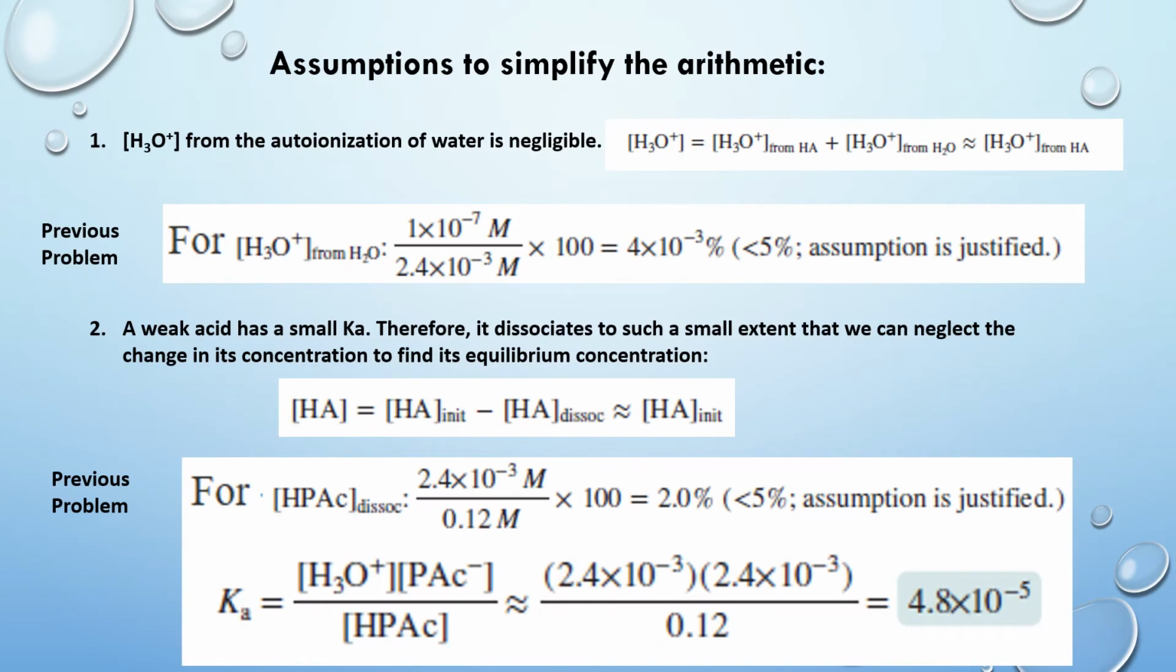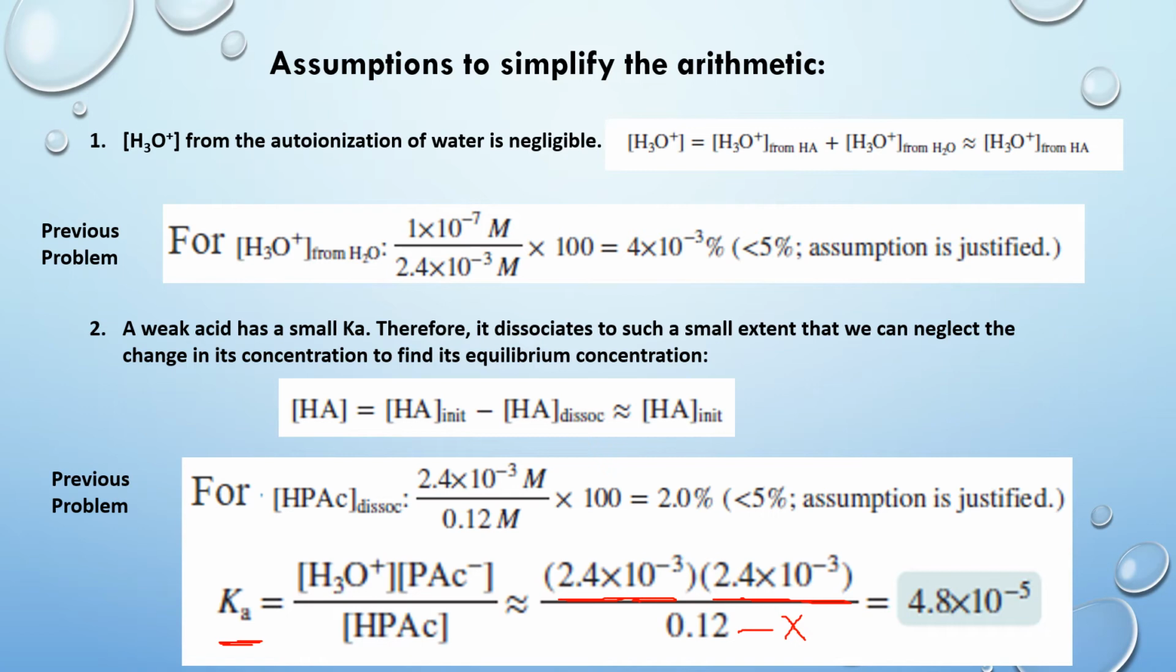Based on what we concluded in the previous slides, when we calculate the Ka value, we can substitute these values. This concentration is equal to x, so this is x times another x. But earlier, for the denominator, we said the equilibrium concentration is equal to the initial concentration, which is 0.12, minus x, so minus 2.4 times 10 to the negative 3.